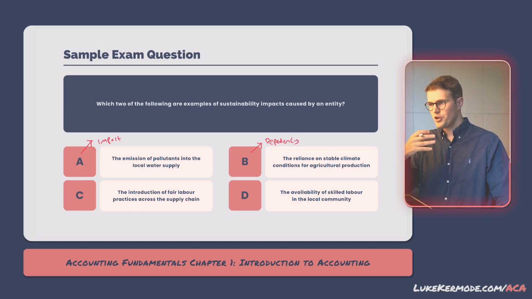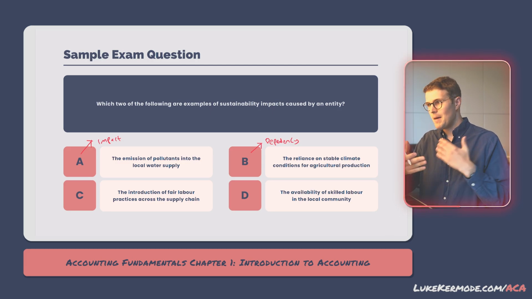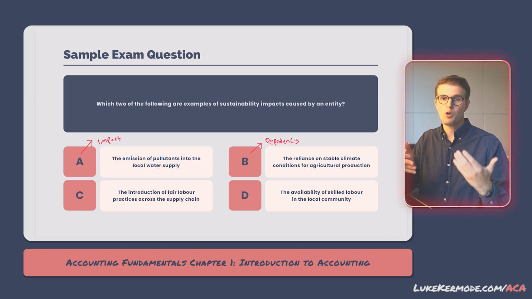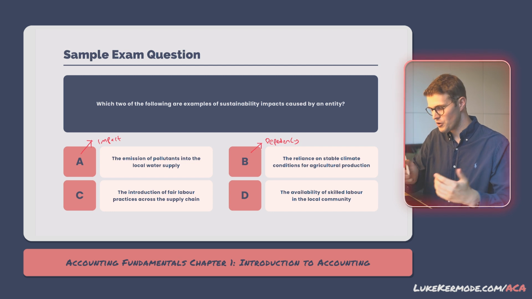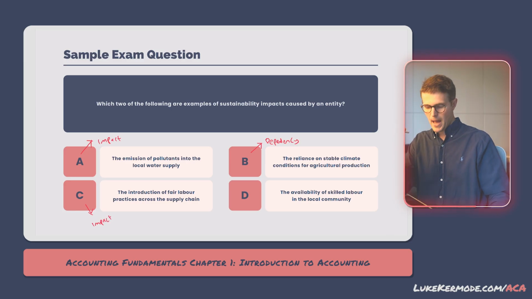Option C, the introduction of fair labour practices across the supply chain. This is another clear impact. This represents the organisation's influence on working conditions and the broader social environment. Positive or negative, these effects are considered impacts.